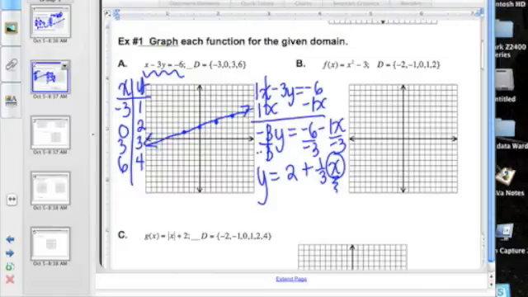Now our next one is wonderful because it's actually already in y equals form for us. F of x is a fancy way to write y, so you've got y equals x squared minus 3.